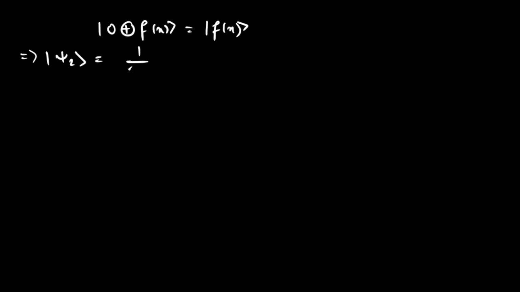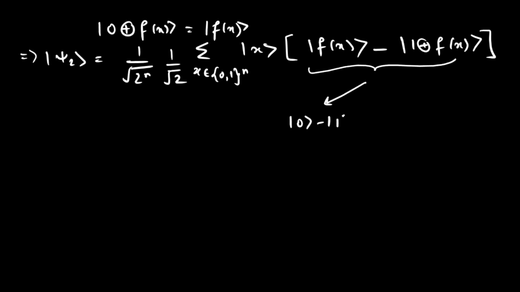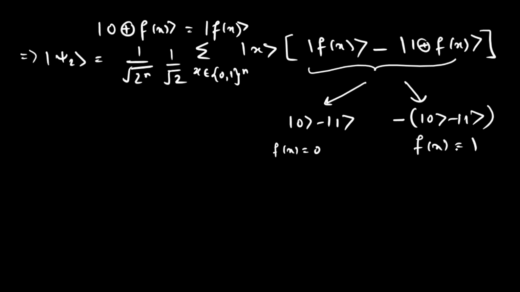Now we know for all values of f of x, 0 XOR f of x will ultimately give us f of x, which implies psi 2 will be equal to x, taking the x common outside, f of x minus 1 XOR f of x. Now for this state, there could be two possible values, which can be written as 0 minus 1 for all f of x equal to 0. That is, if this is 0 and this is 1 XOR 0, which will be 1, which will give us 0 minus 1, and minus of 0 minus 1 for all f of x equal to 1. That is, this would be 1 and this would be 1 XOR 1, which would be 0, and flipping it will get a negative sign.